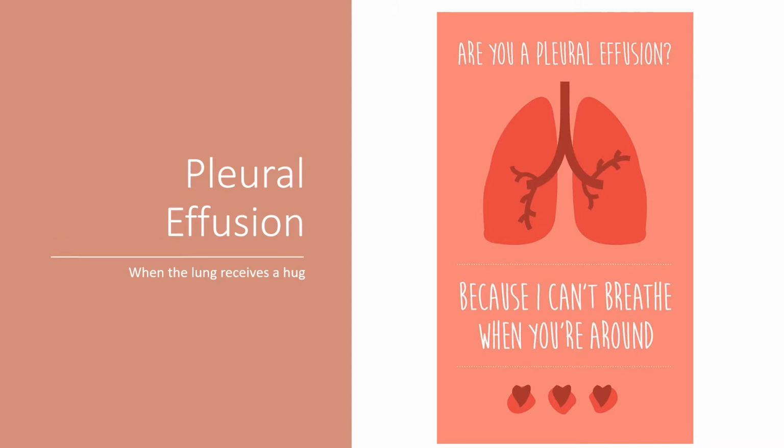So when we're looking at pleural effusions, we're looking at fluid that builds up, or things that build up, in the pleural cavity in between the visceral and the parietal pleura. This is where the lungs get restricted in their movement, obviously, because something's crushing that lung tissue in there. So that's why I put "when the lung receives a hug." Not so welcome in this case, but when you're looking at pleural effusions, something's in there.